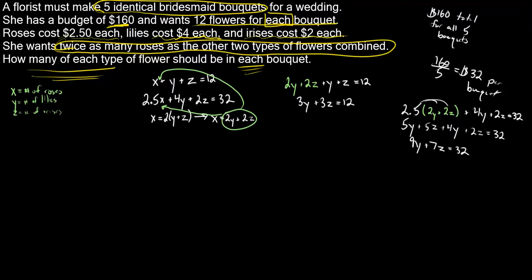So now I have two new equations, okay? I have 3y plus 3z is equal to 12, and I have 9y plus 7z is equal to 32. And now I can solve this really either way, any way I want. I can use elimination, or I can use substitution. It's really up to my preference.